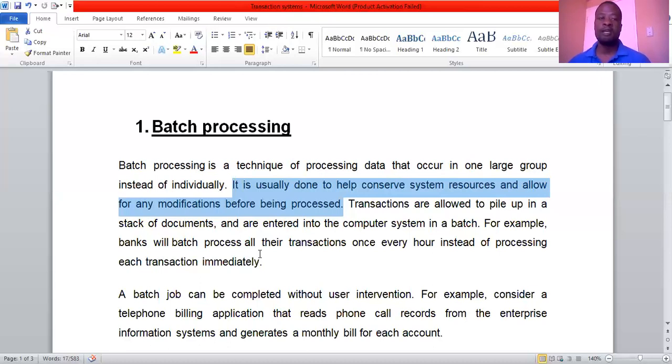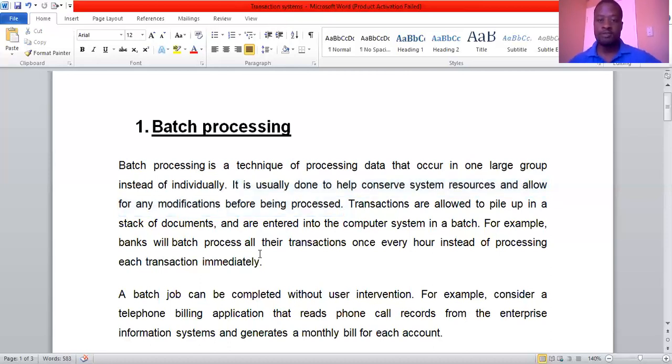This system also allows modification before data is processed, because the data is being done in portions or in batches. So you can allow modification. Let's say for a certain batch you need to change something. You can do that. It allows you to make some changes before you do the processing. So we say it helps conserve system resources, and it also allows for modification before being processed.